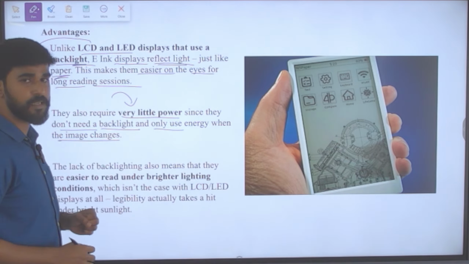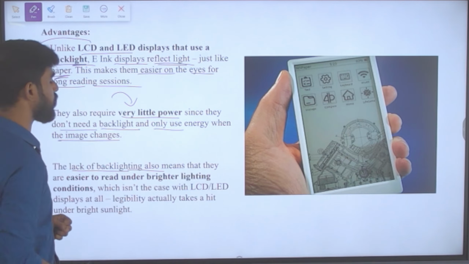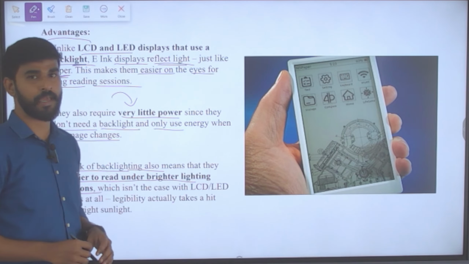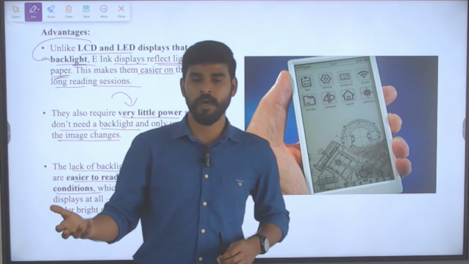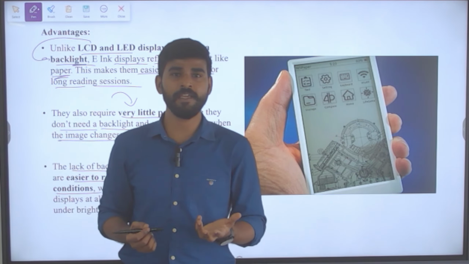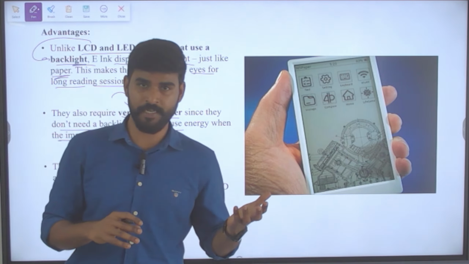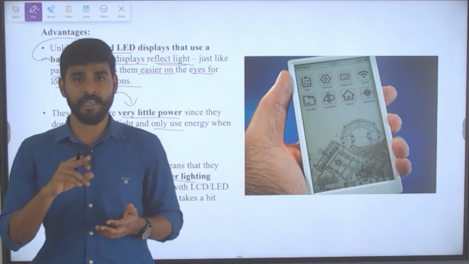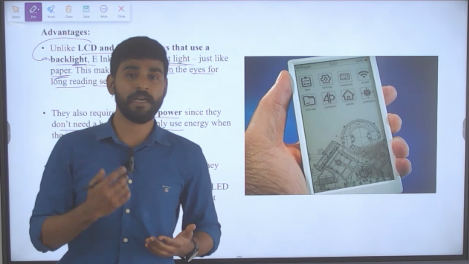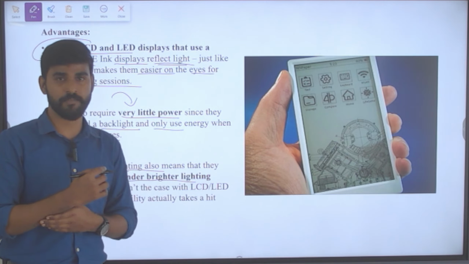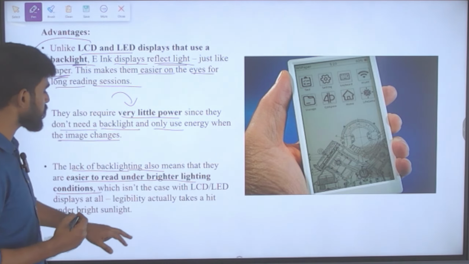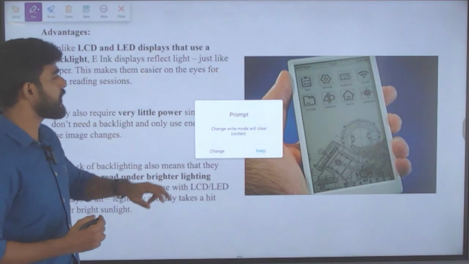It requires very little power, and the lack of backlighting also means that they are easier to read under brighter lighting conditions. For example, if we take that screen to brighter light conditions like open sunlight, then in the case of LCD and LED, we won't be able to read it properly. We must adjust brightness, and even after adjusting brightness and other things, we won't be able to read it clearly. But in the case of e-ink displays, this is made possible. It will be just like we are reading from a normal paper. So that is the advantage with e-ink displays.